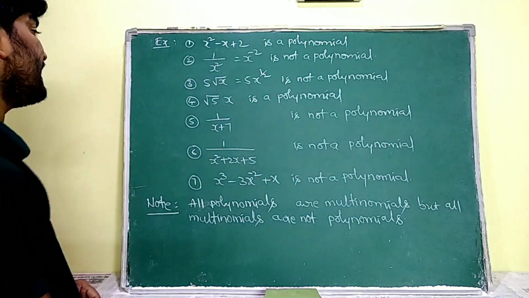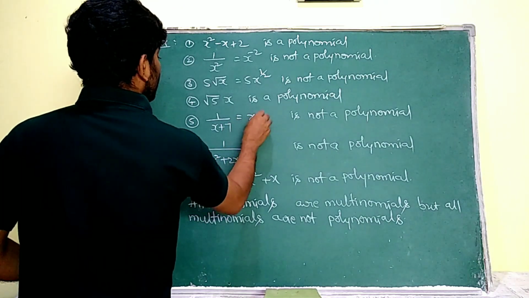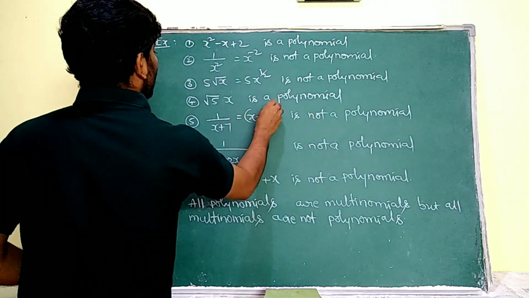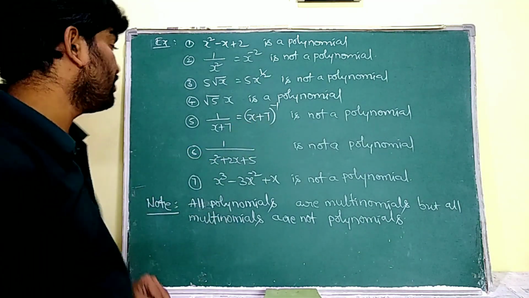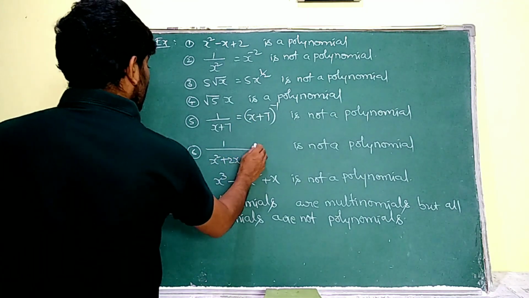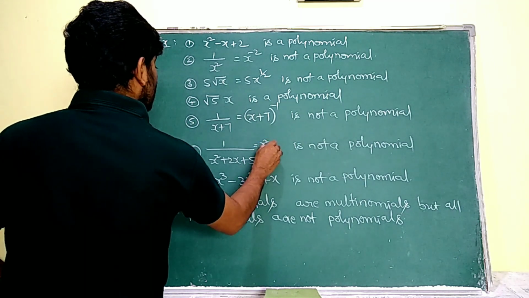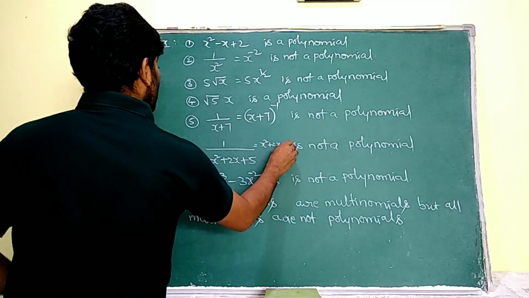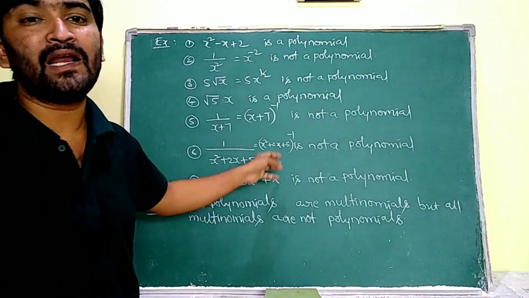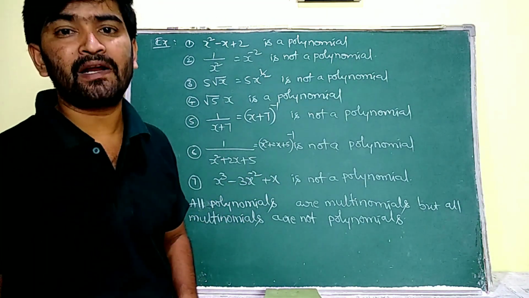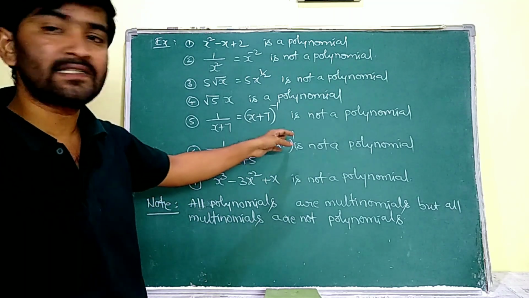Coming to this, 1 by x plus 7. This can be expressed as x plus 7 whole to the power of minus 1. Then it has a negative power. So it is not a polynomial. Similarly, this one also. If I write this one, x square plus 2x plus 5 all to the power of minus 1 again. So it is also not a polynomial as it has a negative power.